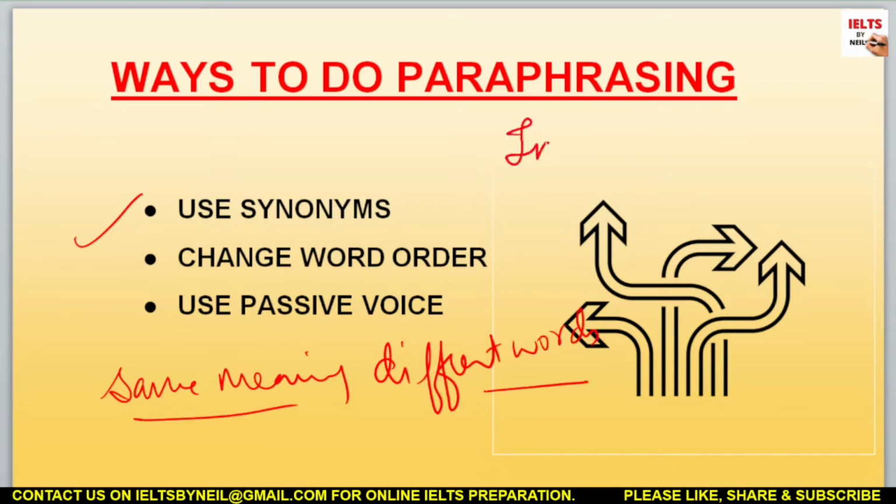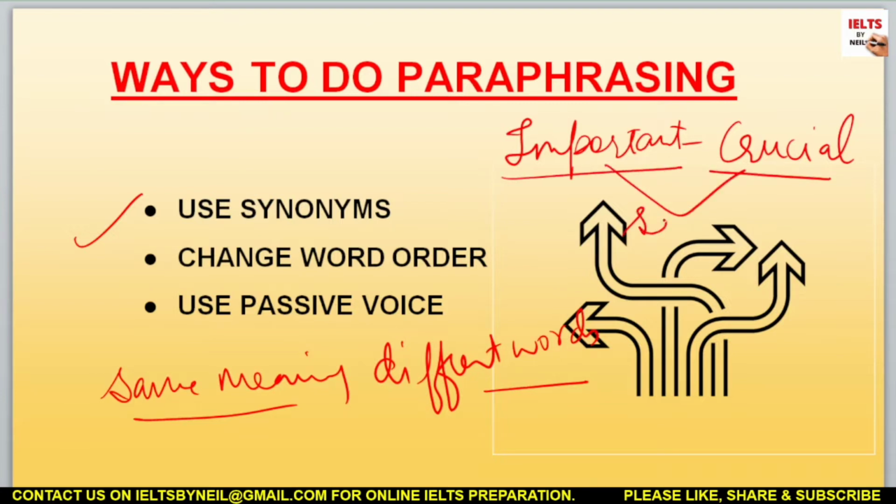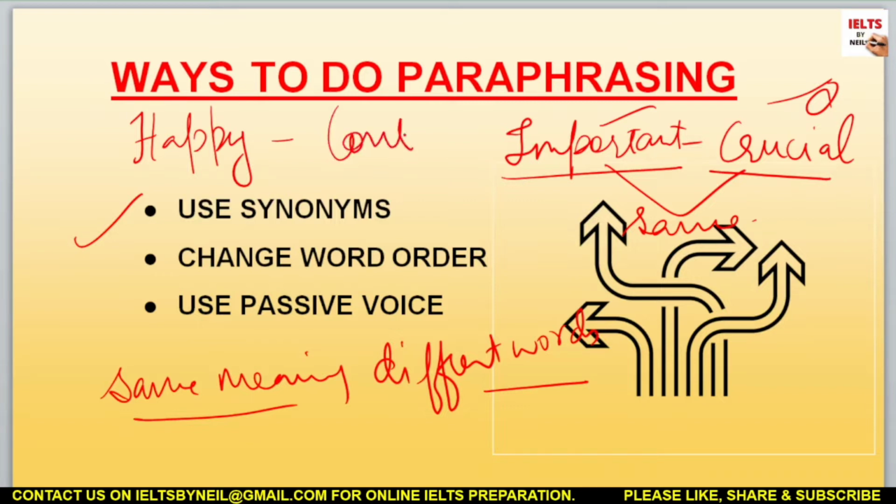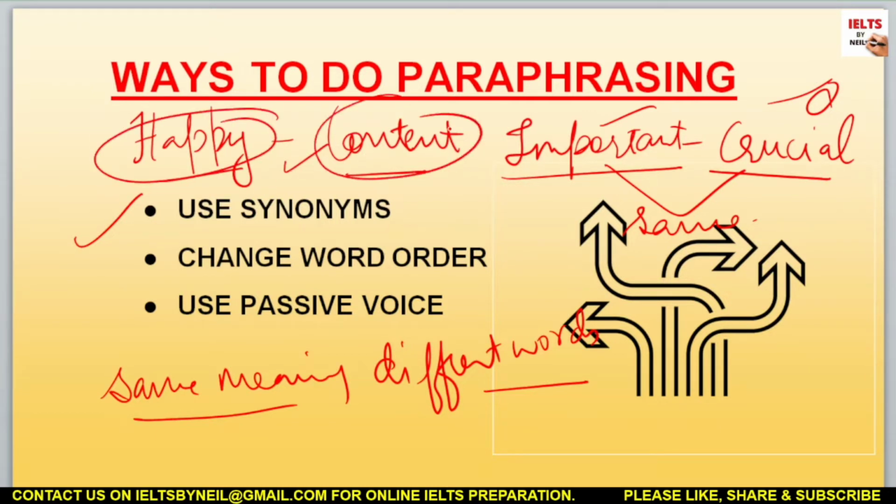There's a word, we call it important, okay, and there's a word we call it crucial. The meaning of these 2 words is same, but the words are different here, right? One more example. For example, there is a word we call happy. A person is happy. And if I say a person is content, content also means happy, right? So these are the synonyms. Means when the words are different but meaning is same, those words we call them synonyms, right?